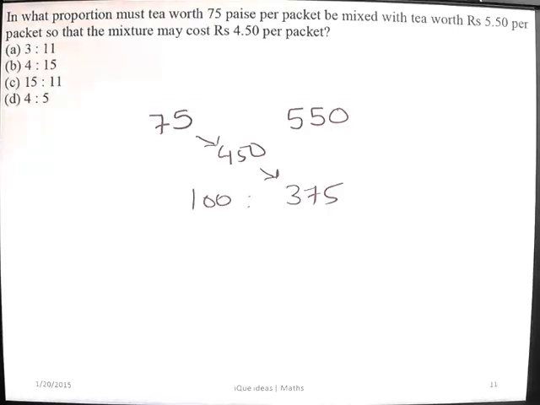Okay, in what proportion must tea worth 75 paise per packet be mixed with tea worth 5 rupees 50 paise or 550 paise per packet, so that the mixture may cost 450 per packet? Okay, so again using the fundamentals of alligation, the difference between 450 and 75 is 375. The difference between 450 and 550 is 100. So the ratio is 100 is to 375. So if I simplify this, 25 4s are 100, 25 15s are 375. The ratio is 4 is to 15, which is my second option.